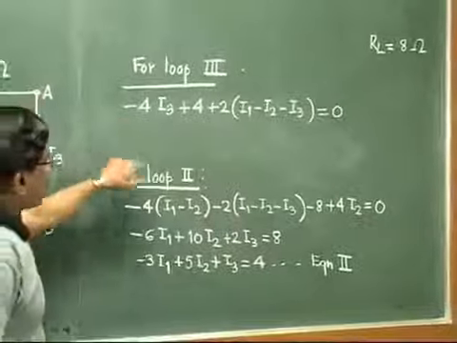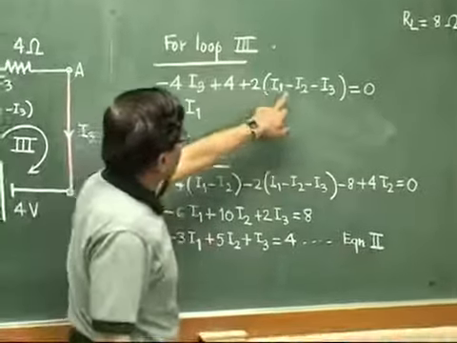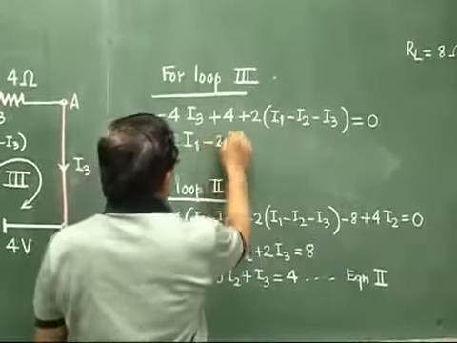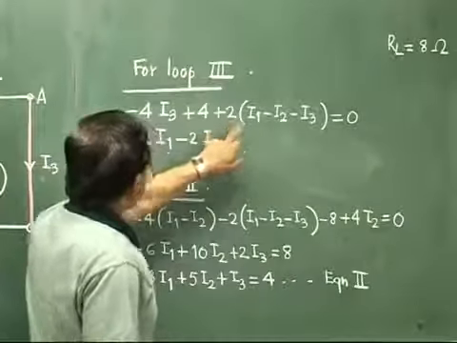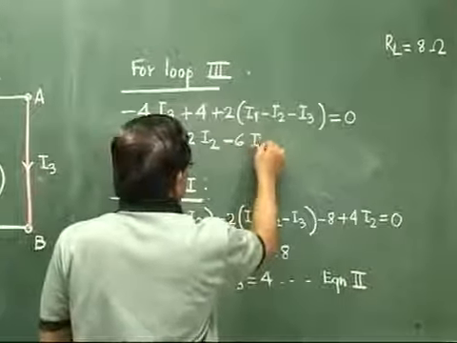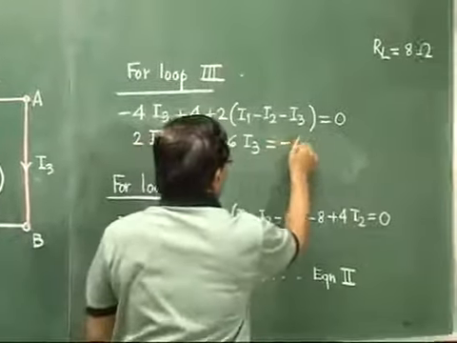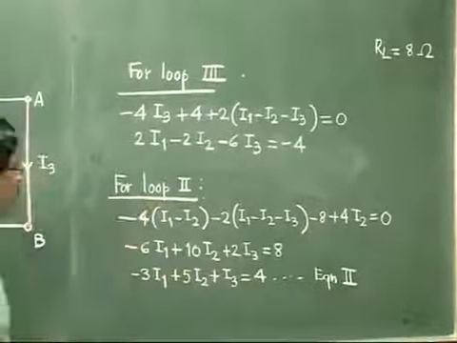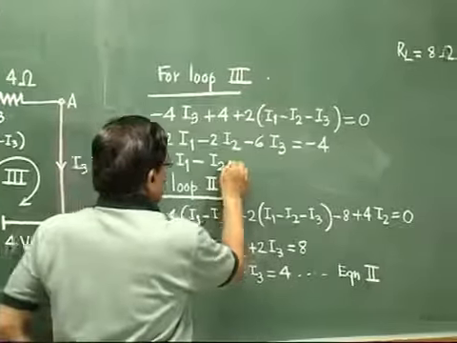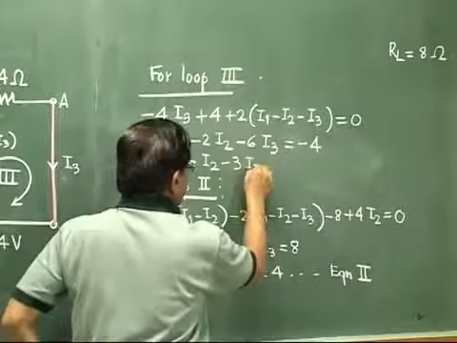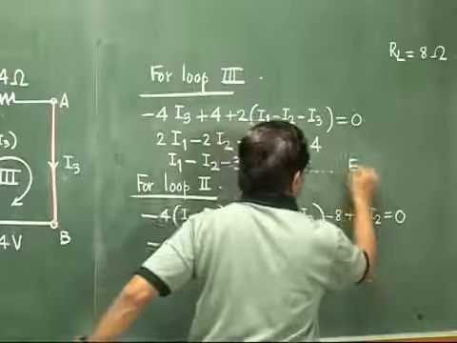Making it simpler, I1 terms: plus 2I1. Then I2 terms: minus 2I2. I3 terms: minus 4I3 here and minus 2I3 here, so minus 6I3. And the constant term is 4. We take it to the other side, it will be minus 4. We can further simplify by dividing by 2. So it will be I1 minus I2 minus 3I3 equal to minus 2. So this will be equation 3.